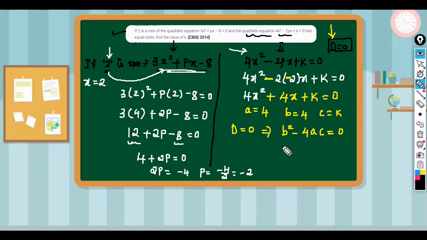Correct? Now let's put these values here, whatever we have. I have 4 square minus 4 into k equal to 0. What is this now? 16. What is this now? 16k equal to 0. 16 equal to 16k because you shifted this minus 16k this side. If 16 is equal to 16k, then k will be what? K will be 16 by 16, which is equal to 1. That is the value of k in this question.